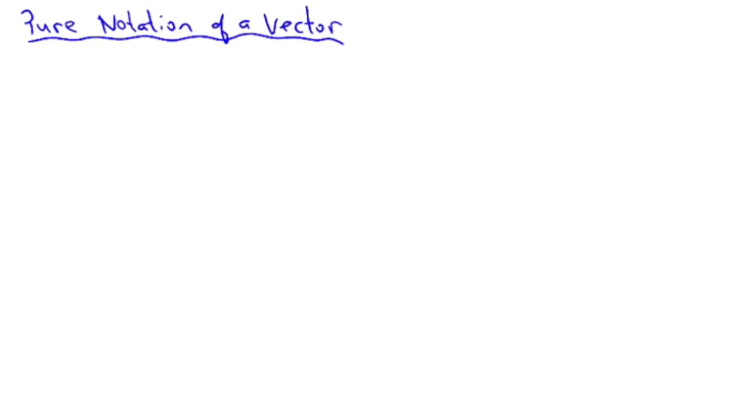All right, so that leaves pure notation. This is my own title. This has nothing to do with the book. Pure notation of vector. What is a vector? From the very beginning.